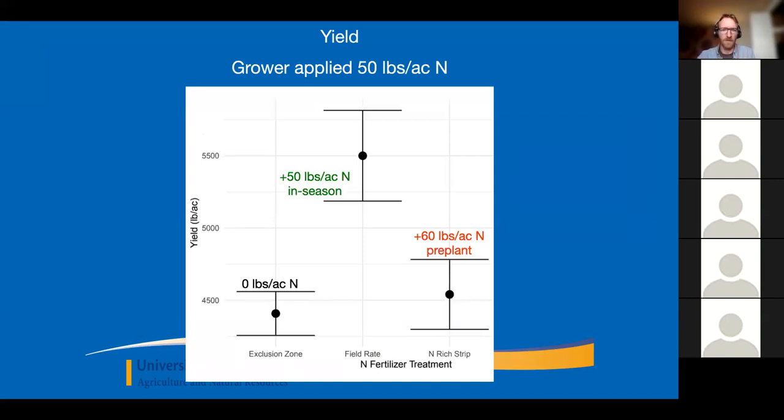Just going to go back to this. The grower applied 50 pounds. There's an exclusion zone on the left. That's where we didn't apply anything. Not in the beginning, not in the middle of the season. We just left it all out. That's what we would have had. You just planted into that field, you would have about 4,500 pounds.